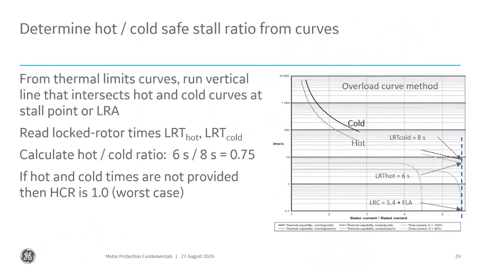If the manufacturer doesn't present those figures as numbers, you can get those off of the thermal limit curves. If you look at the vertical line here that intersects the hot and cold curves at the stall point, or the locked rotor current, you'll see that you can determine the times of those two intersections. So in this example, we have locked rotor times hot and cold of 6 seconds and 8 seconds. So that measures across to here. So the ratio there is 0.75. If the hot and cold times are not provided, then you assume your HCR is 1.0. That's your worst case, and the relay will just calculate from that.